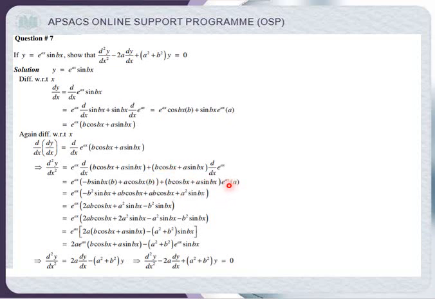Now you can take the common, e of ax is common, so after the simplification you can get this thing. So after the second derivative result, now you can put it in the original equation, or the required equation, you can say. So the answer is this should be equal to 0. Okay.